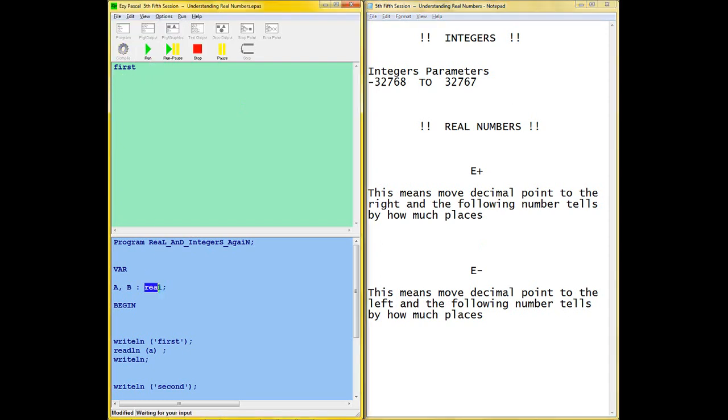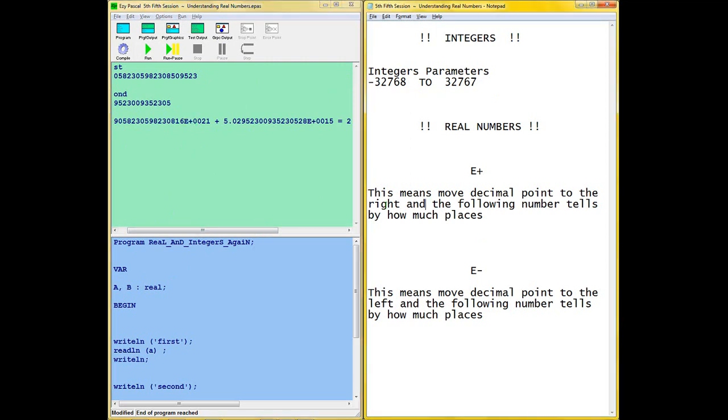I have changed this to real, and I now add them. Let's just try the parameters first. Let's just put a really large number. You see, it takes it in quite well. And let's just put another large number. Now you see the number there. See that? The E plus, it says to move the decimal place to the right, and the following number tells by how many places. The same thing there, the E plus there, and the same thing here.